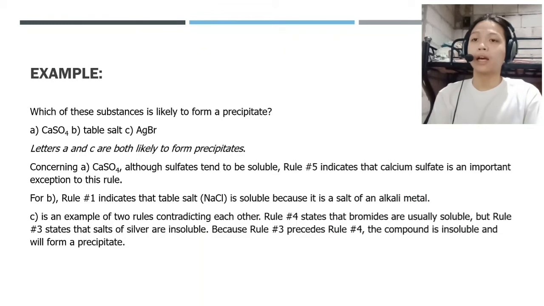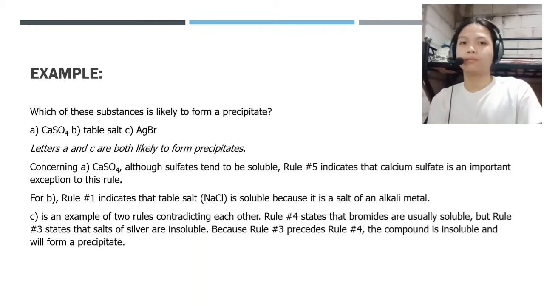C is an example of two rules contradicting each other. Rule number 4 states that bromides are usually soluble, but rule number 3 states that salts of silver are insoluble. Because rule number 3 precedes rule number 4, the compound is insoluble and will form a precipitate.